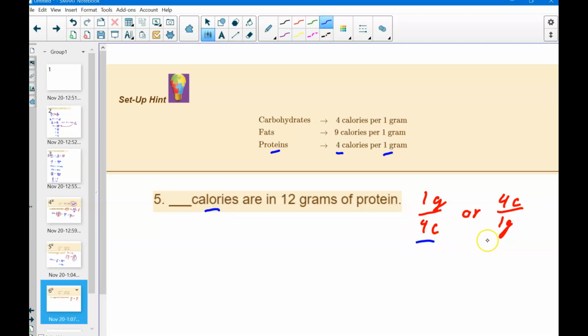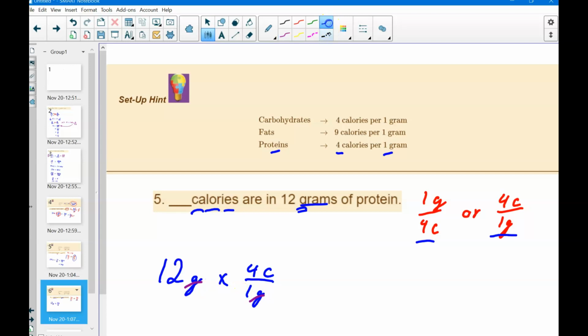There's two ways to look at it. Last time I wanted the C's to cancel. This time I want the G's to cancel because I'm starting out with 12 grams, right? Another way of looking at it is whatever you want your answer to be in goes on the top. So my answer was supposed to be in calories, the C goes on the top. Or you can look at it as I want grams to cancel, put the G on the bottom. So this is going to be times 4C over 1G, and the G's will cancel.